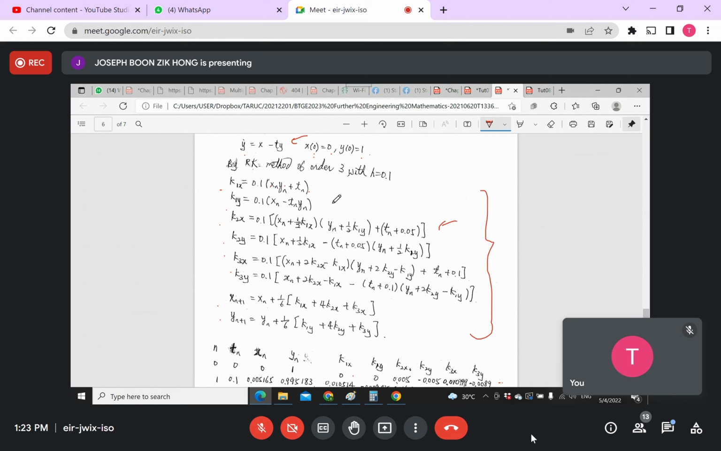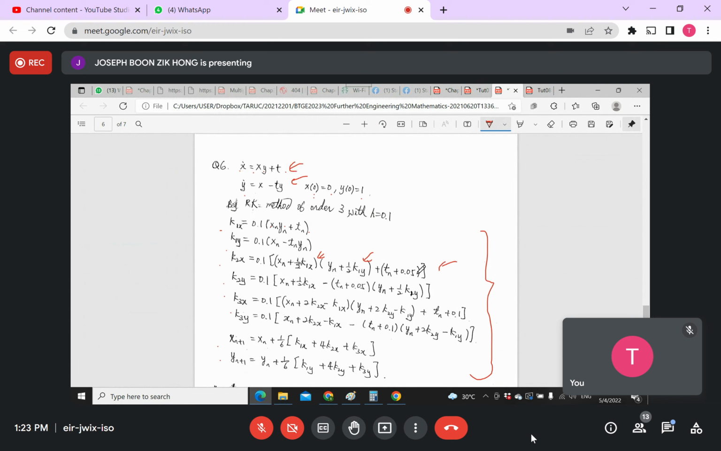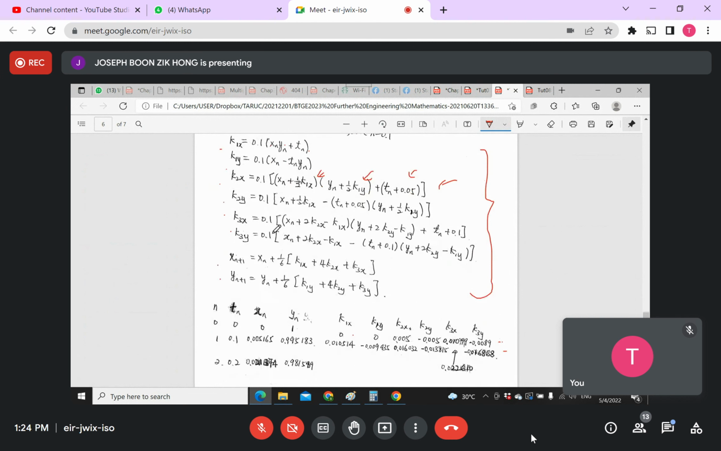So keep repeating, you just plug in whatever you get, K1x here, K1y here, and then your tn is the one you need to consider, like you just add the step size, so just add it in again, then you will have your t here. So by using the same way, taking the K1x, K1y, K2x, K2y, K3x, K3y. So by using the x here, you can get the next x. And also the y, K1y, K2y, K3y here, you will get the next y.